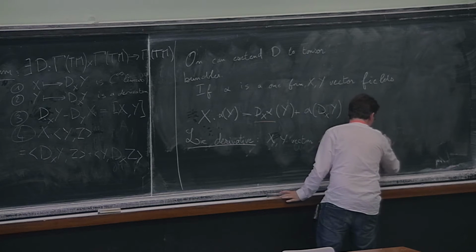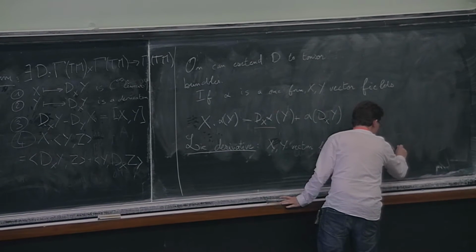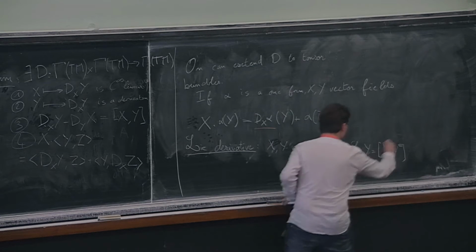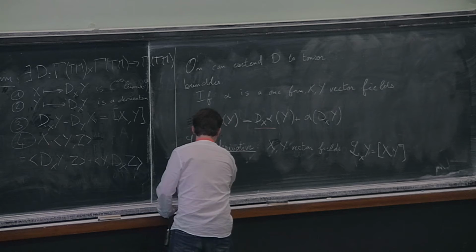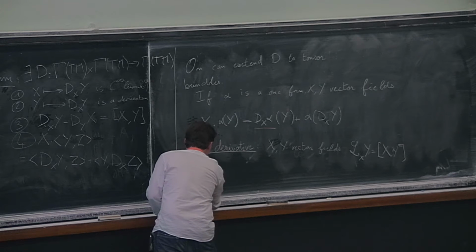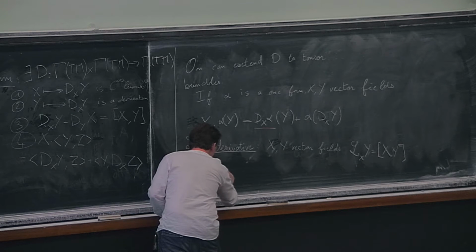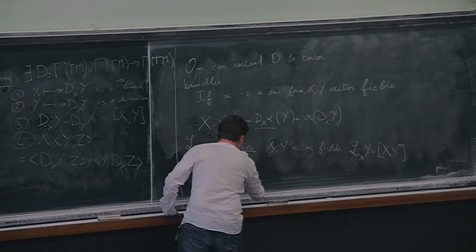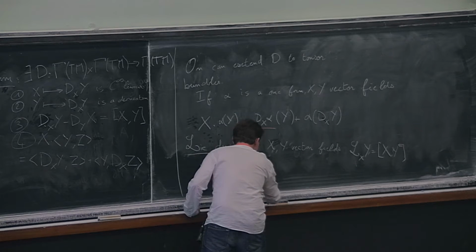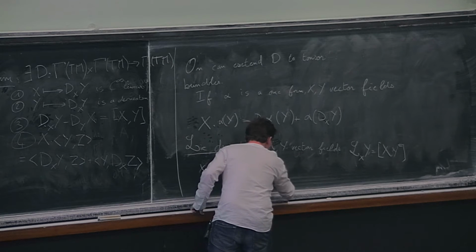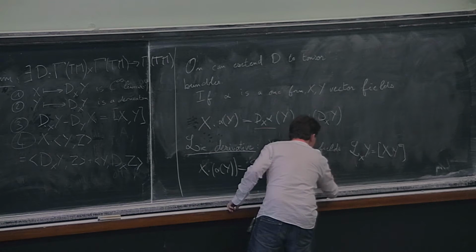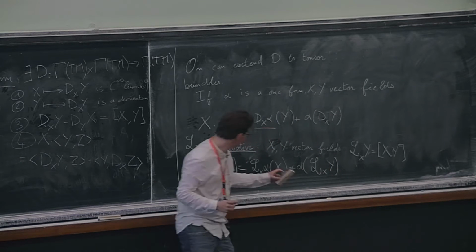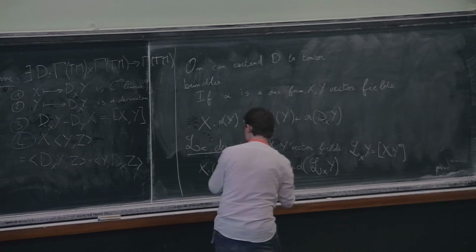Lx, y is just the Lie bracket between x and y. And if alpha is a one form, for instance, I want that x dot alpha of y is equal to Lx alpha of y plus alpha of Lxy. So that's a really formal definition. Maybe that's not the good one.